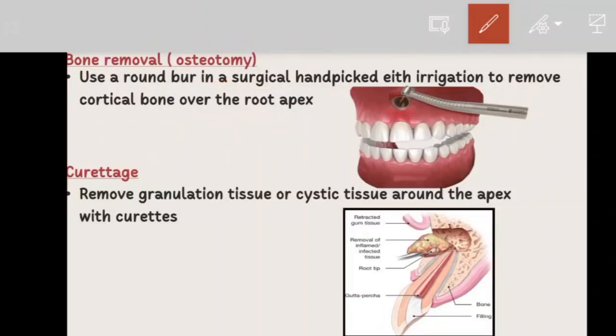Now the next one is curettage. Remove the granulation tissue or cystic tissue around the apex with the curette. In this diagram you see the removal of the inflamed, infected tissue around the root. The important exam point is to send the tissue for biopsy if a cyst is suspected.